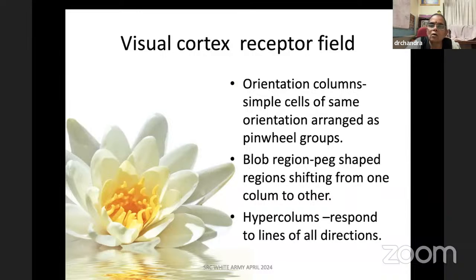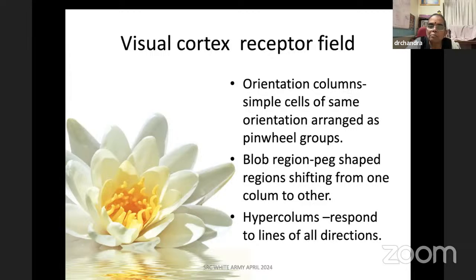And orientation columns. What are orientation columns? I said that in the retino-occipital representation, there are columns. And these columns are simple cells of same orientation, arranged as pinwheel groups. They are cells which carry out a particular function, like in our workplace. We are organized in groups of people who do similar work. So they are arranged together in the form of a pinwheel group. They are shaped like a pinwheel, and that is called the orientation columns.